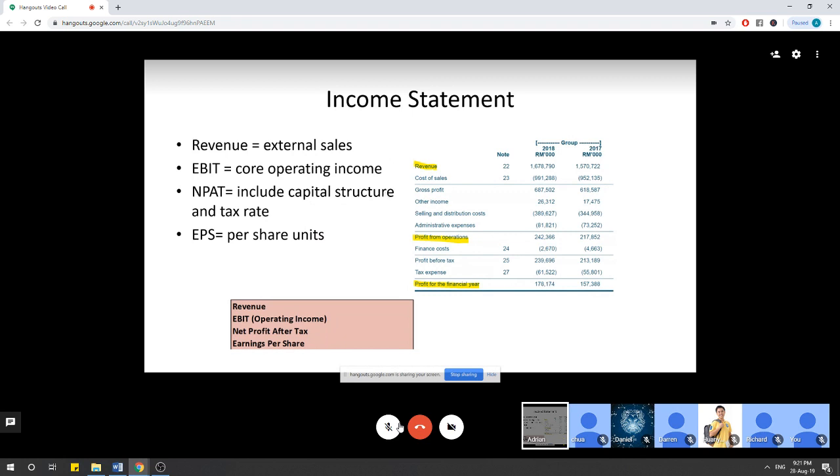Number one is revenue. Actually, does everyone know what is revenue or not? It's a simple thing, saying it's external sales. But for me, revenue is the most important thing covered in the income statement. I will come back here for the later three, EBIT, net profit, and EPS. I will cover revenue now.